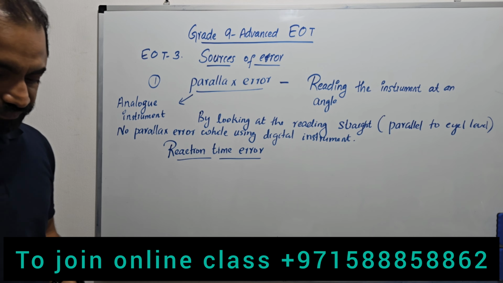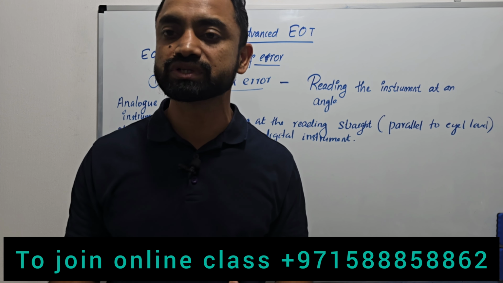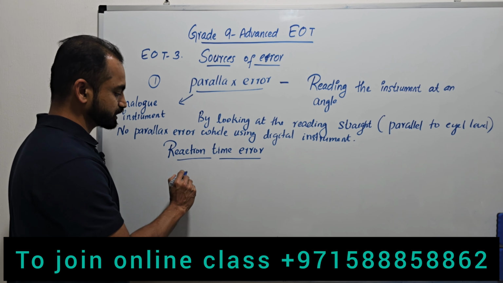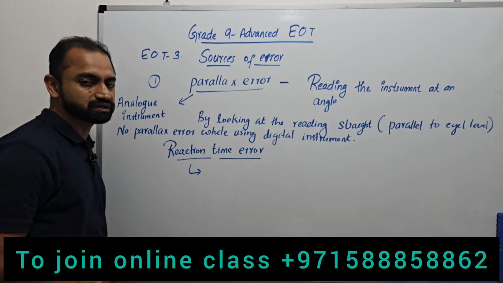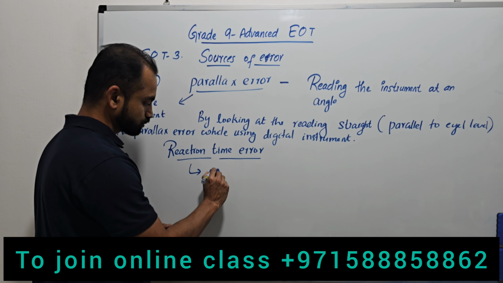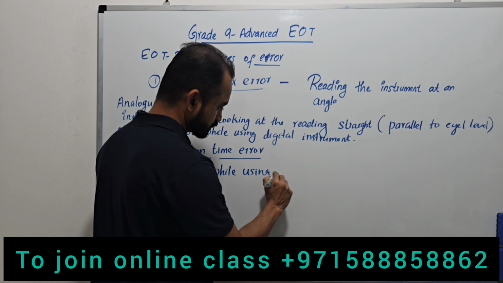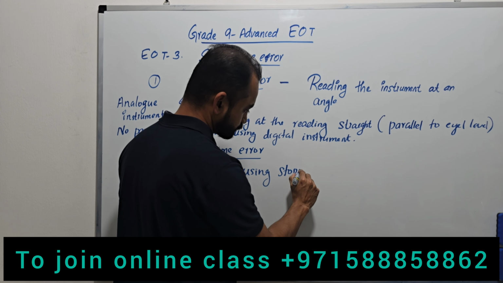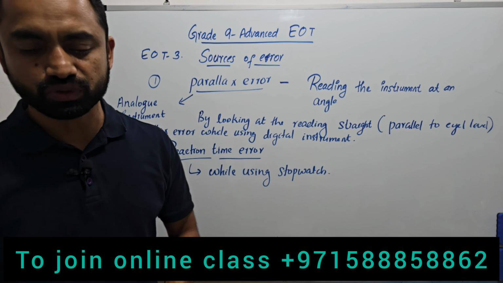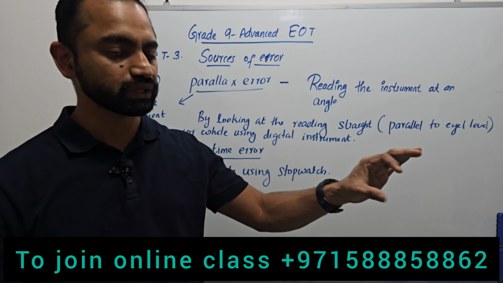So another is reaction time error. It happens while using the stopwatch. Reaction time error is associated with measuring time using a stopwatch. For example, you are doing an experiment to calculate the speed of an object, the speed of a toy car.